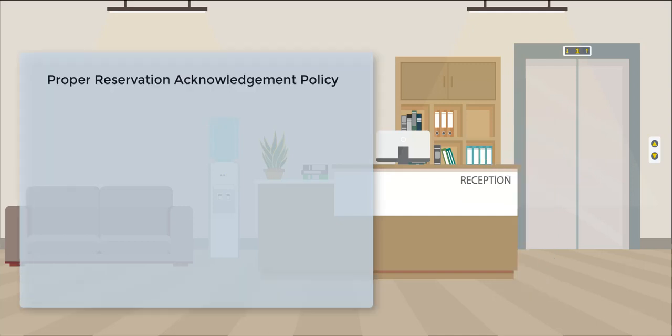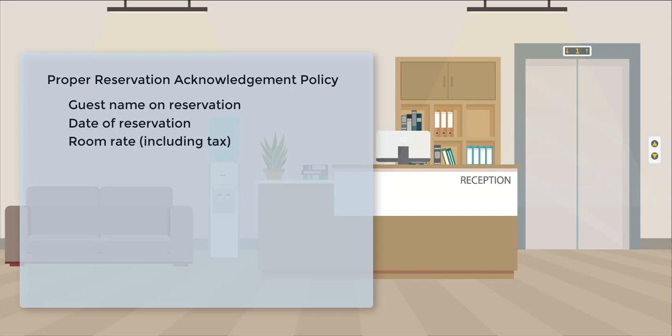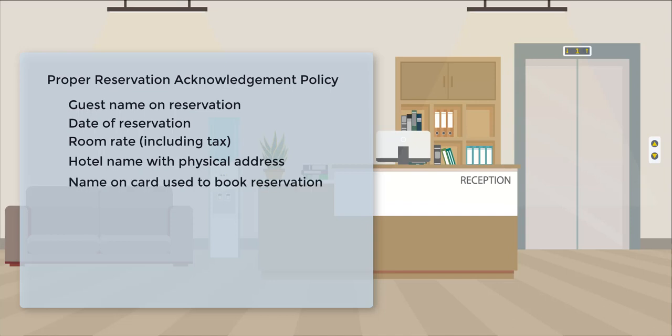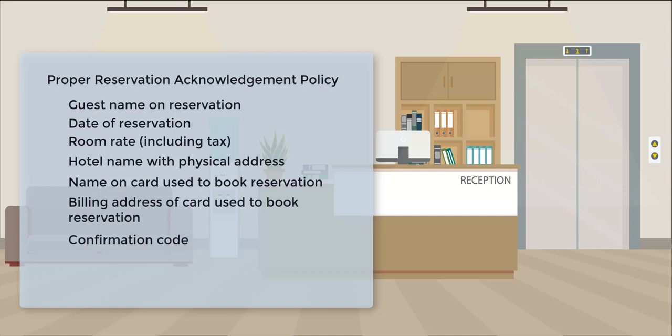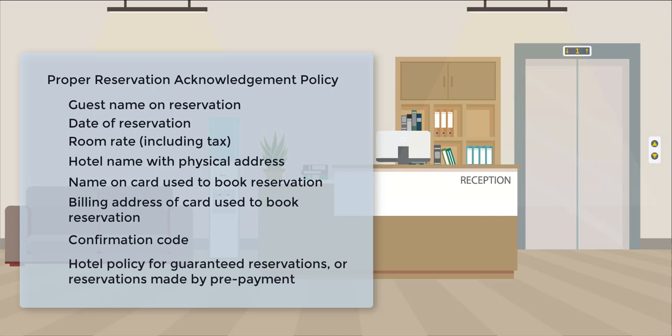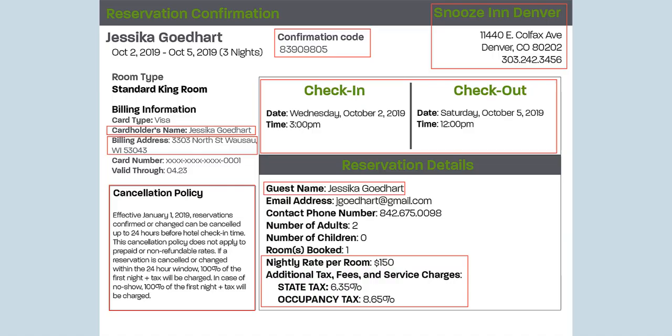A proper reservation acknowledgement policy has 8 important elements: guest name on reservation, date of reservation, the room rate including tax, hotel name with physical address, name on card used to book reservation, billing name and address of card used to book the reservation, confirmation code, and hotel policy for guaranteed reservation or reservations made by prepayment. You can see in this example here that we have covered all 8 of the important elements of a reservation confirmation.